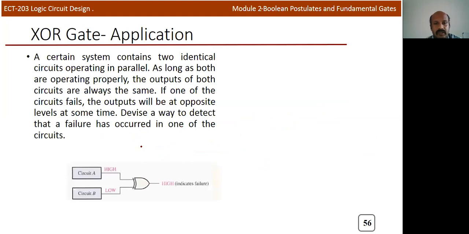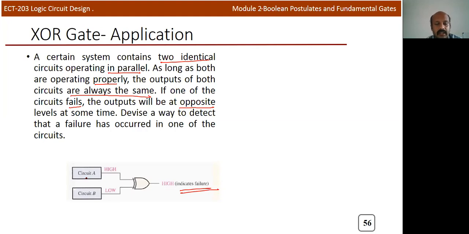And this is one of the applications we can see. There's a certain system containing two identical circuits operating in parallel. As long as both are operating properly, the outputs of both circuits are always the same. And if any one of the circuits fails, the output will be at the opposite level at the same time. So when a device fails, we need to indicate that failure.